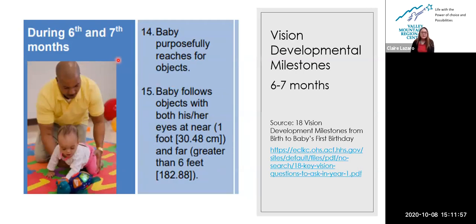For the sixth and seventh month, we see babies really trying to reach for objects purposefully, and they try to follow those with their eyes. Those that are near them, they try to follow. So if you put an object around here on this part, the baby sees it and will go after it, follow it, try to get it and grasp it.